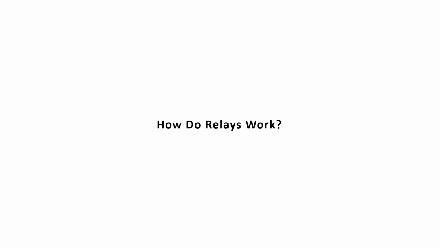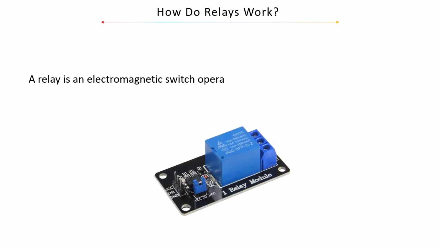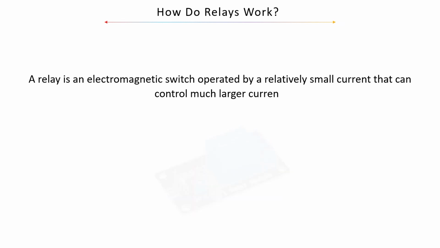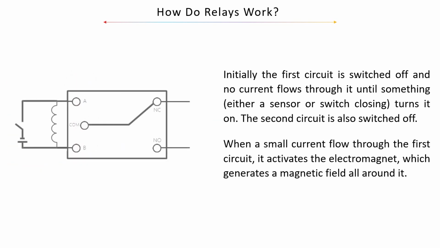How do relays work? A relay is an electromagnetic switch operated by a relatively small current that can control much larger current. Initially, the first circuit is switched off and no current flows through it until something, either a sensor or a switch closing, turns it on. The second circuit is also switched off. When a small current flows through the first circuit, it activates the electromagnet, which generates a magnetic field all around it.